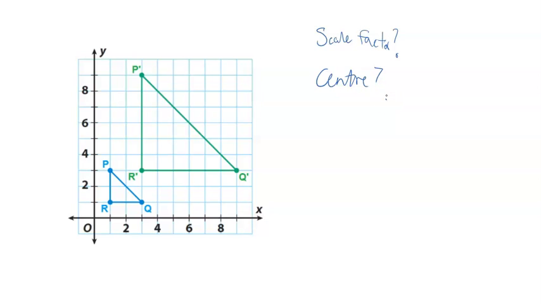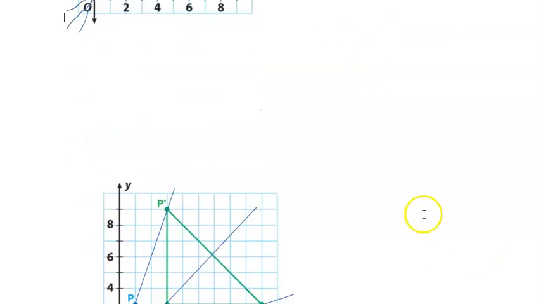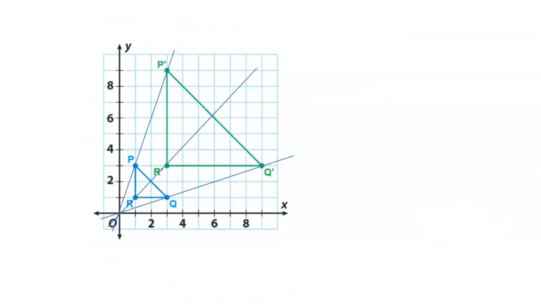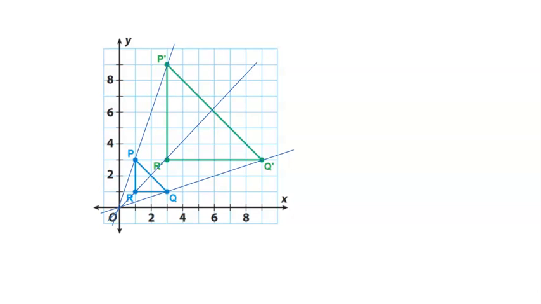So first of all, I'm going to look at the center of enlargement. I'm going to connect P' with the original shape. So I know the green is the image and the blue is the original shape. I'm going to create with my ruler perfectly straight lines through the P' and P, the image of R and R, and Q' and Q. And if of course I do that with a perfectly straight ruler, it would look like this. Okay, so that's how it should look.